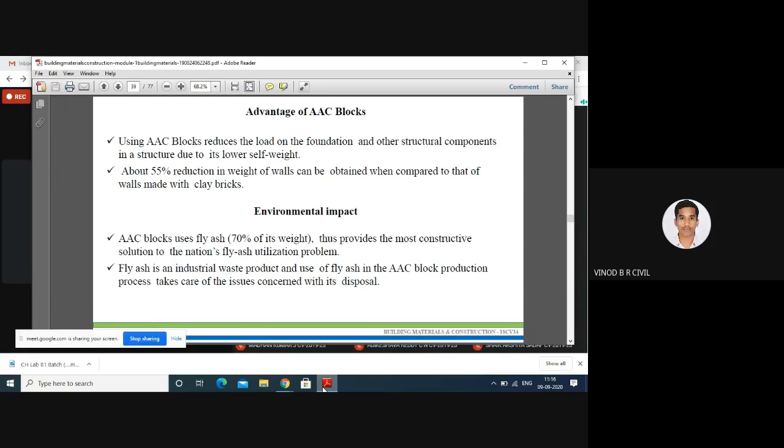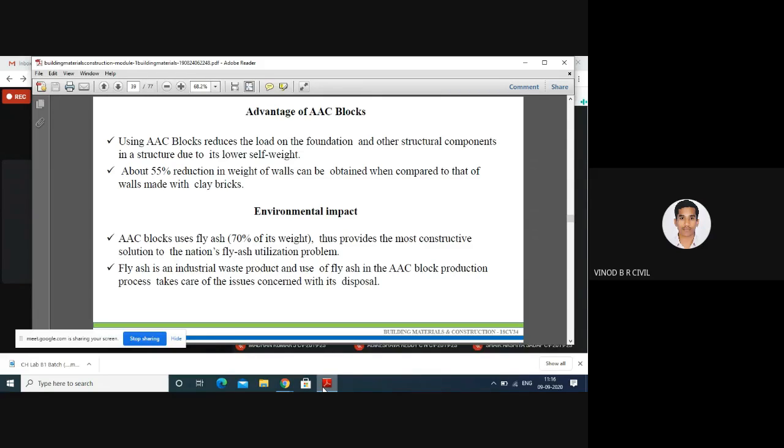About 55% reduction in the weight of the wall can be obtained when compared to a wall made with clay brick. When we are using clay brick, or nothing but red brick, whatever loads are acting on the foundation, we can minimize that load by 50 to 60%. We can minimize the load on the structural components. For example, with clay brick, 100 kg is acting on the foundation as well as structural components like column and beam. We can reduce this to 50 to 60 kg when we are using the aerated concrete block.